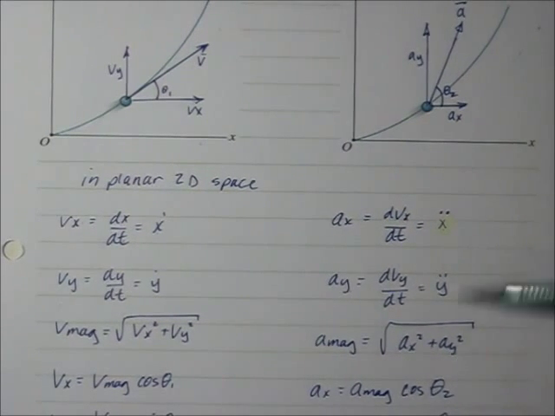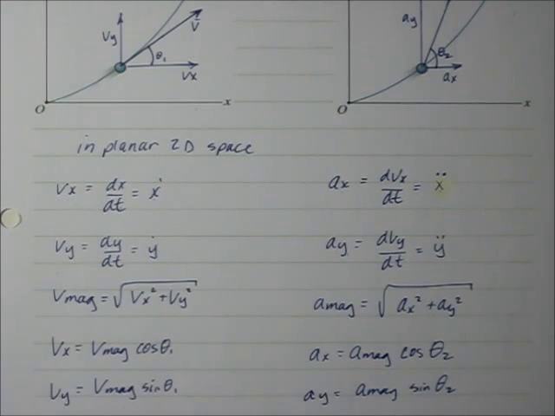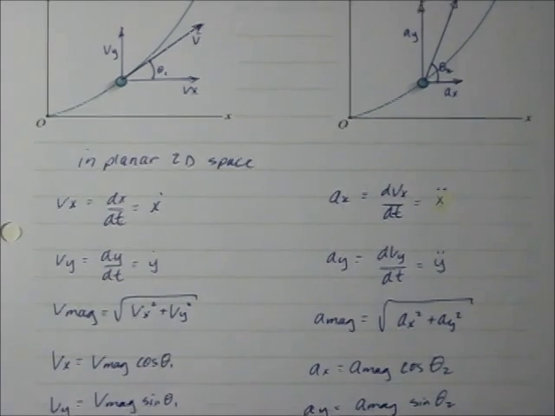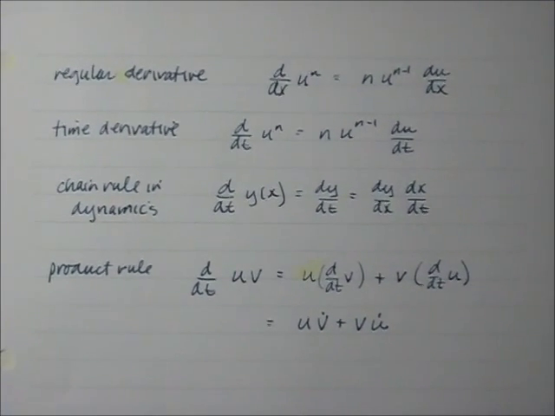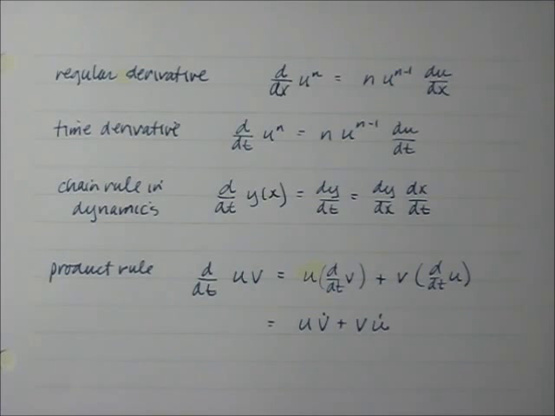The magnitude of acceleration, again, is the square root of the sum of the squares, since we have a right triangle: the square root of ax squared plus ay squared. And the magnitudes of the components are found by the cosine and the sine. So in order to evaluate some of our activity here in the xy coordinate system, we're going to have to remember how to take derivatives.